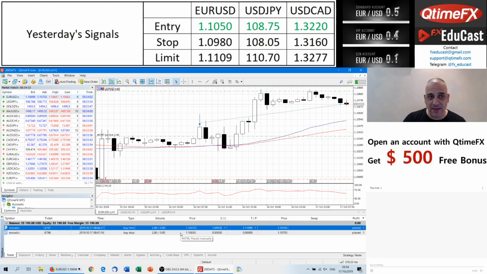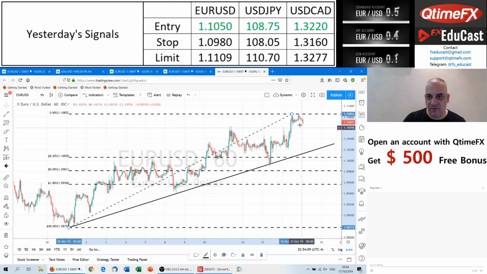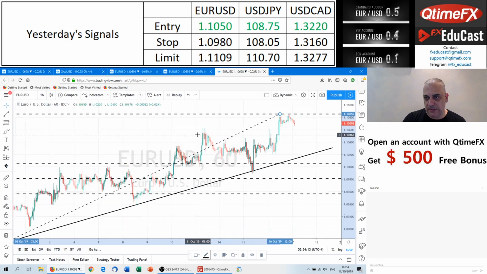Now, what about my other long position? If I buy at the break of this resistance, I cannot wait and place my stop here. That would be a huge stop. That would be 6, 7, 8% of my account. I don't want to pay that much on any one trade at all.